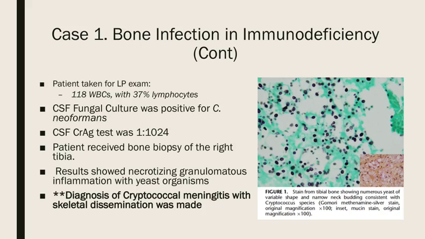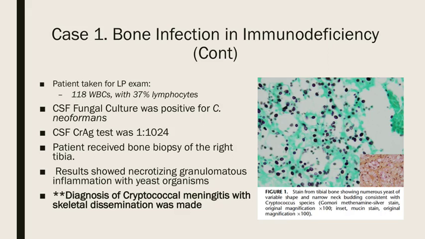So the patient was taken for LP exam. There was a predominance of lymphocytes. The CSF fungal culture was positive for Cryptococcus neoformans. The CSF cryptococcal antigen titer was 1 to 1024. The patient received a bone biopsy of the right tibia, and the results showed necrotizing granulomatous inflammation with yeast organisms. So a diagnosis of cryptococcal meningitis with skeletal dissemination was made.